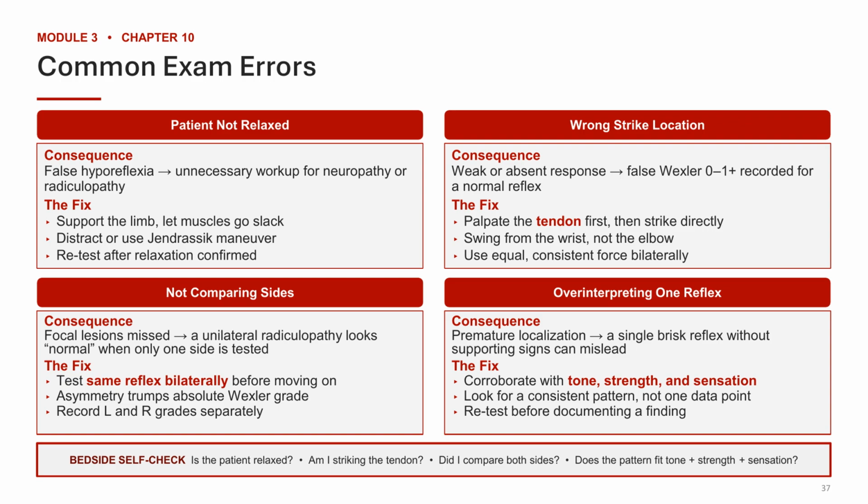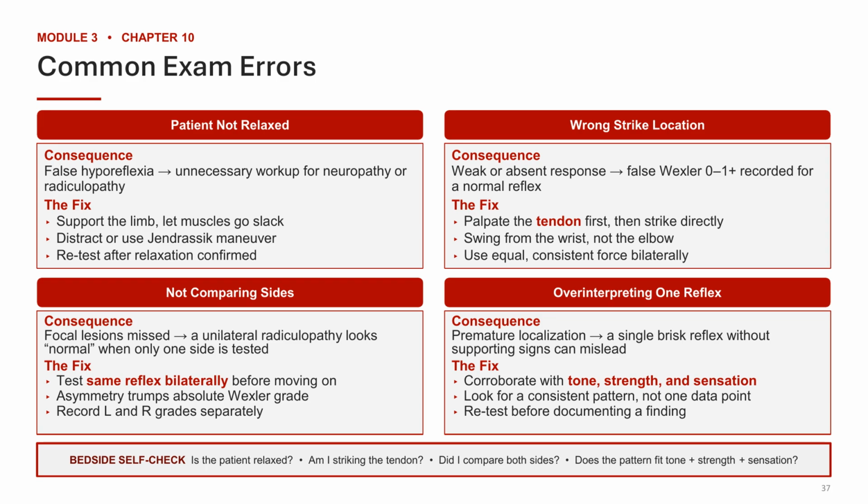Error 2. The wrong strike location. The consequence is a weak or absent response, a falsely low grade recorded for a reflex that is entirely normal. The fix. Palpate the tendon first, then strike directly over it. Swing from the wrist. Use equal, consistent force on both sides.